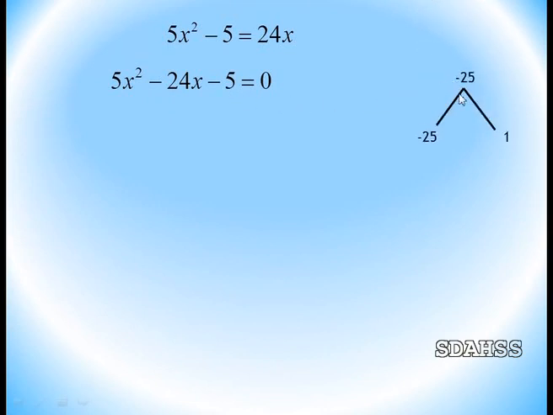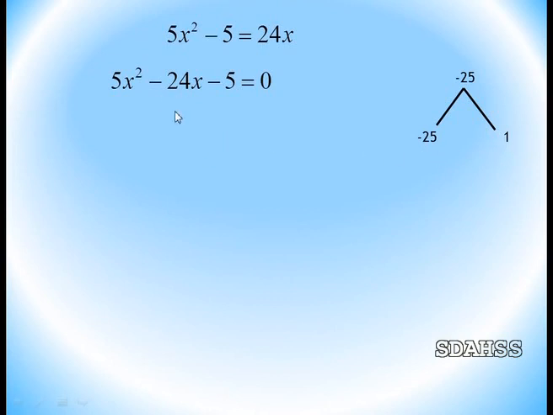Minus 25 can be written as minus 25 and 1. So if you add, you will get minus 24. If you multiply, you will get minus 25. So in the place of 24x, you have to write minus 25x plus x.